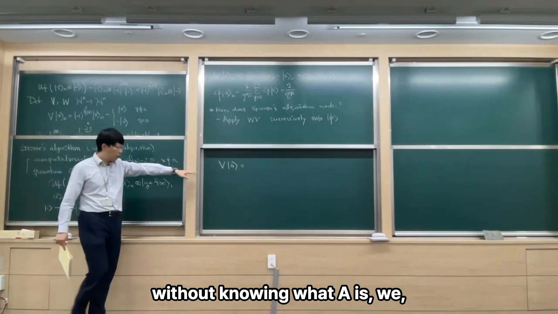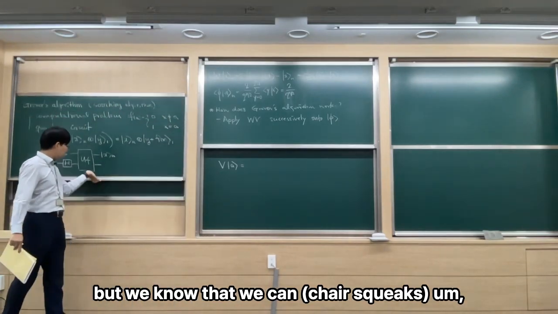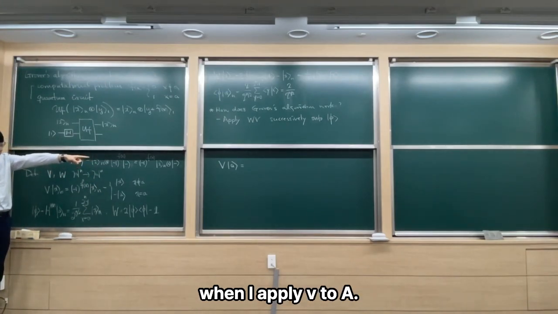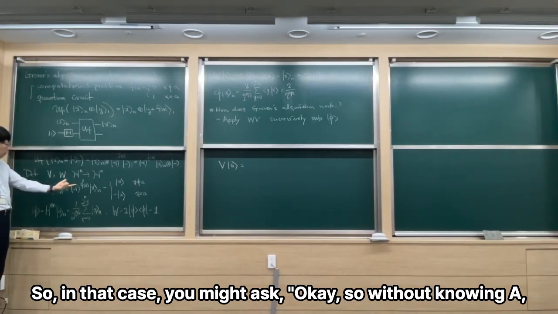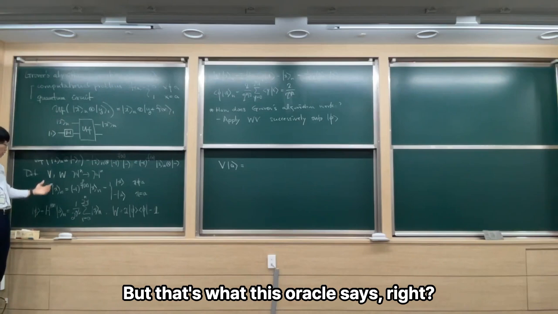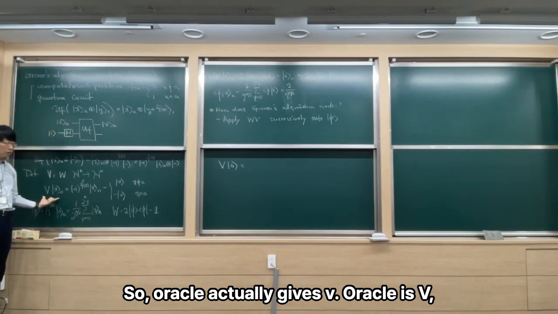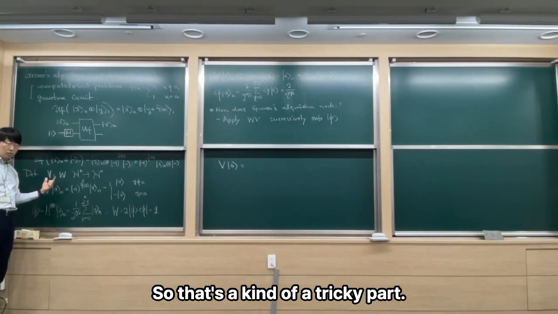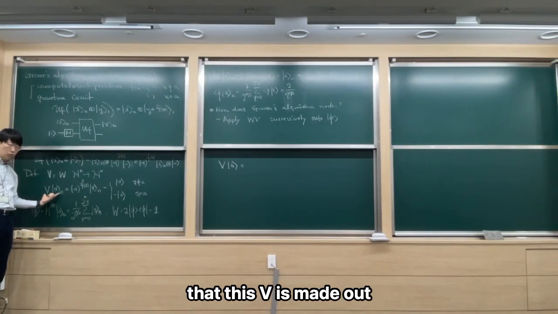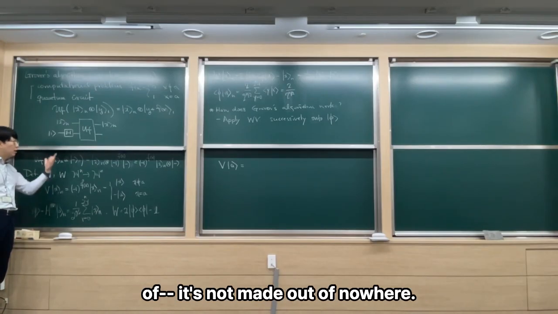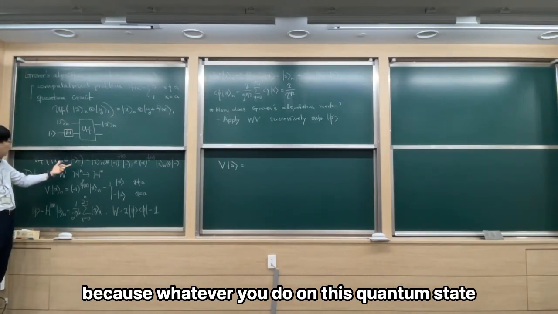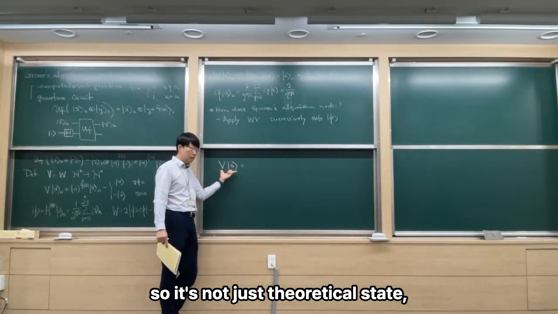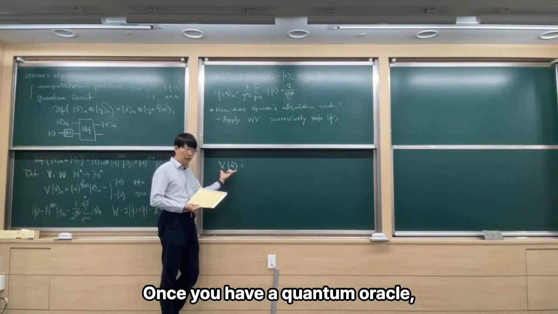Without knowing what A is, since we defined V in this way, we can know what happens when I apply V to A. You might ask, without knowing A, how can I define V? But that's what this oracle says, right? The oracle actually gives V. Oracle is V. We're not making V from nowhere. We have made the oracle, which means we made the V. That's a tricky part. You have to make sure that this V is not made out of nowhere. It's made from this quantum oracle, because whatever you do on this quantum state is applying V. So it's not just a theoretical unitary gate. It's actually real. Once you have a quantum oracle, you can see what happens.